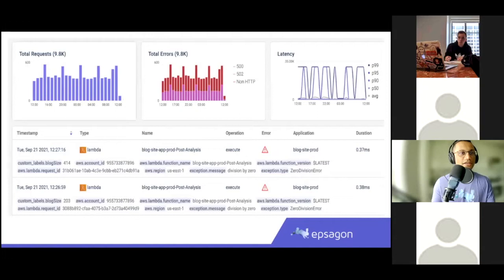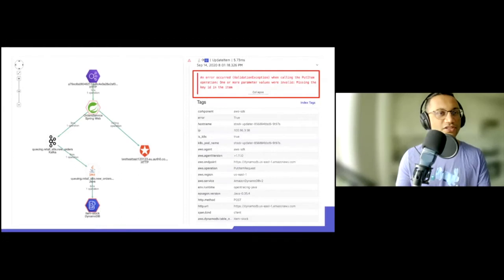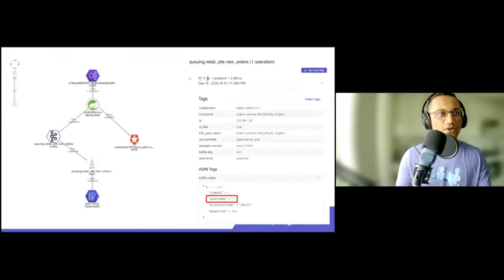Once you click on a particular trace, you get a nice distributed trace where you can focus on different microservices. So let's start with the DynamoDB microservice as shown at the bottom here. Here you can see that the key ID is missing. Which key ID though? Once you focus on the Kafka microservice, you can see that the username is missing. But again, why is the username missing?